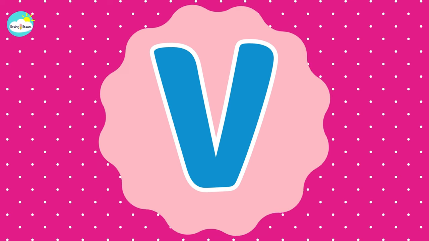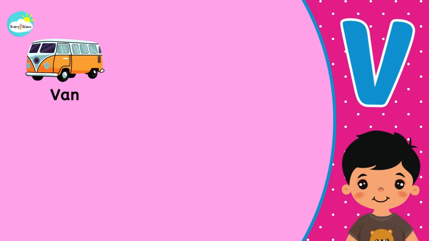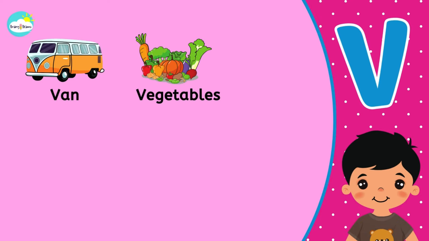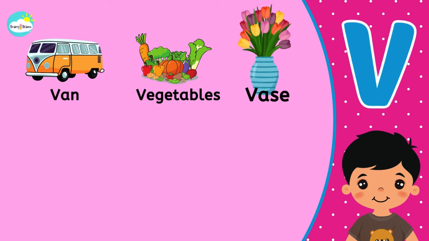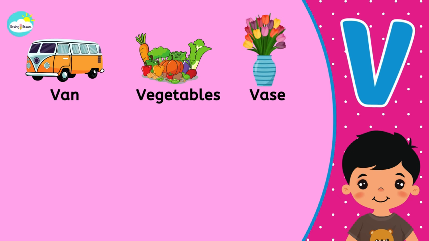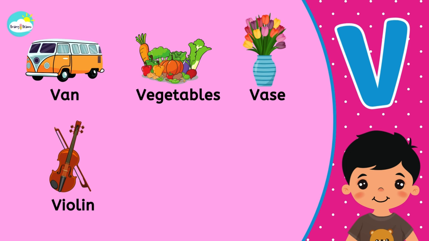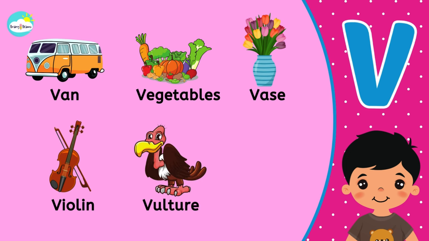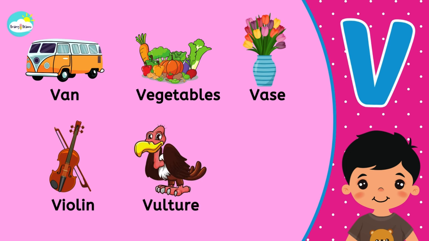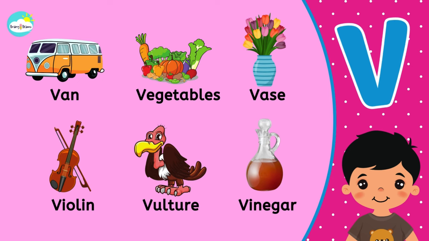V. V is for van. V is for vegetables. V is for vase. V is for violin. V is for vulture. V is for vinegar.